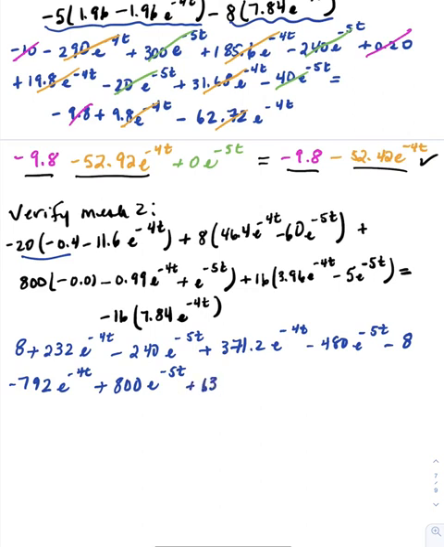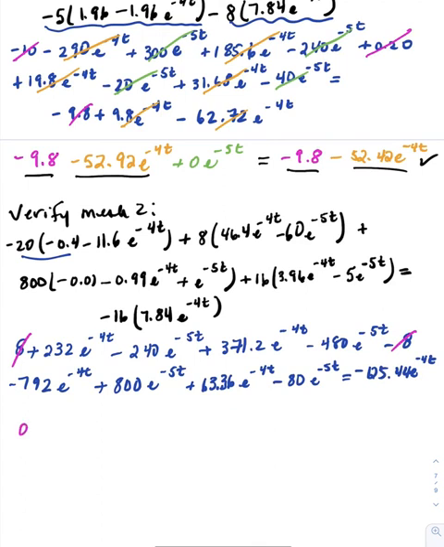plus 63.36 e to the minus 4t minus 80 e to the minus 5t equals minus 125.44 e to the minus 4t. All right. Let's find all of our constants here. 8 minus 8 is 0.